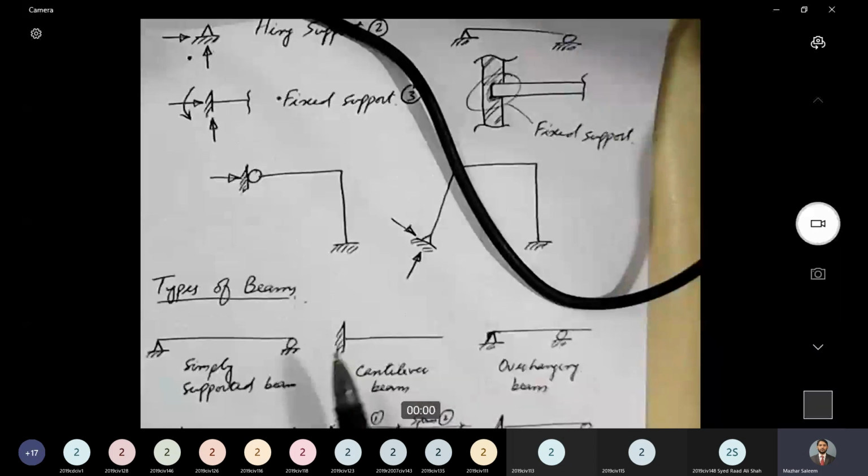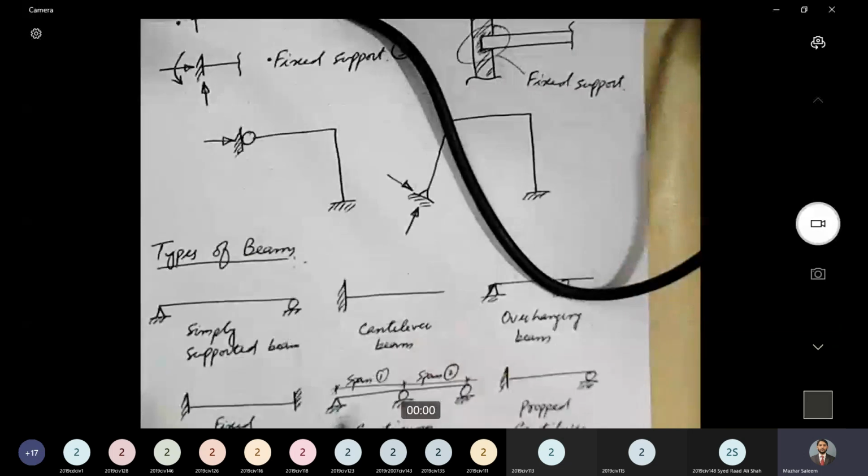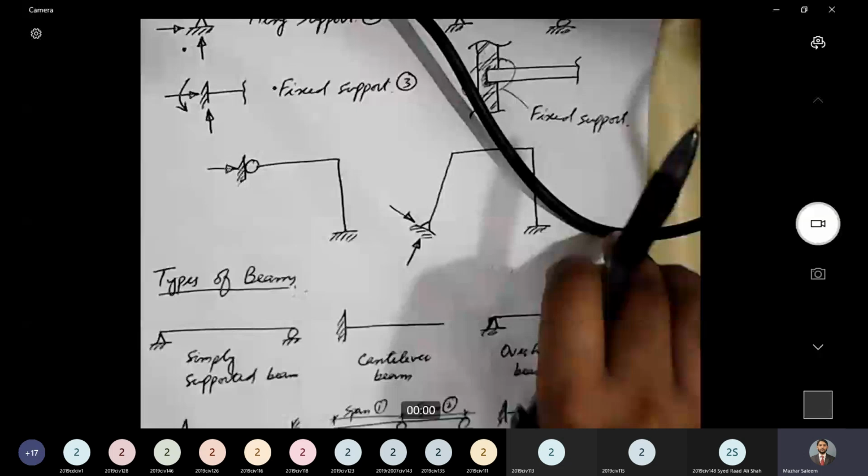Now these cantilever beams. Okay, is there anything else in the chat? Okay, nothing.